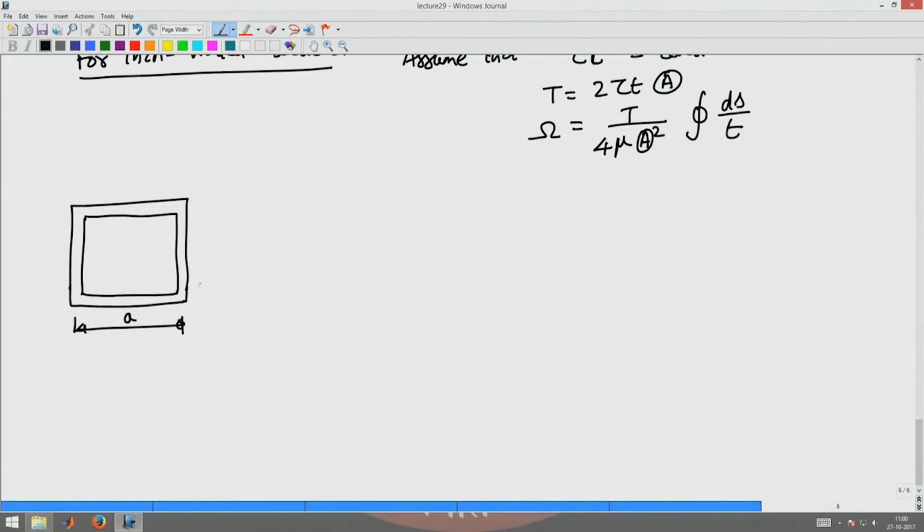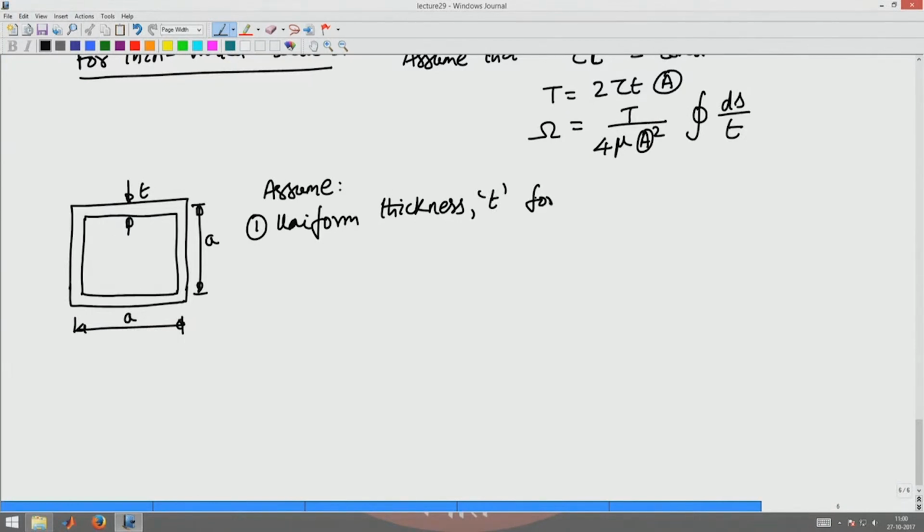and the mid dimension is A, and the thickness is T. Assume one uniform thickness T for the square shape cross section.